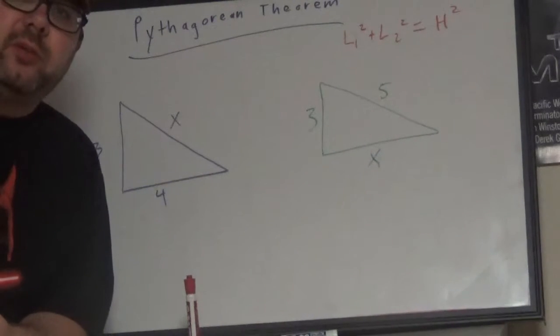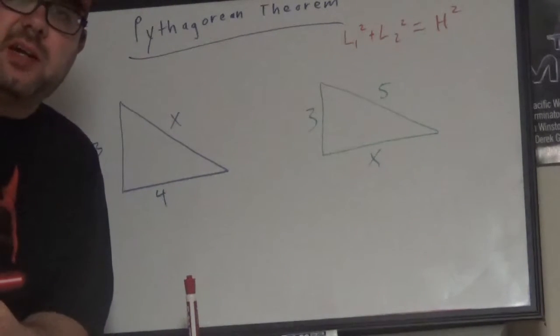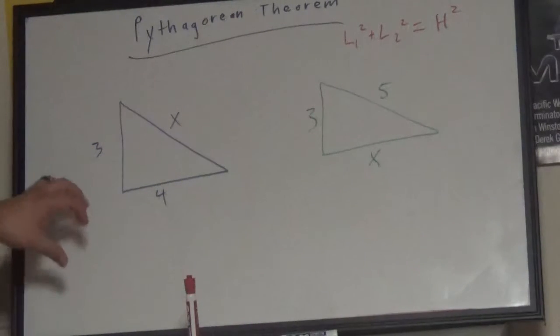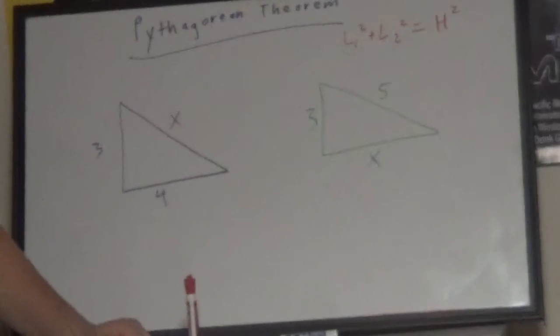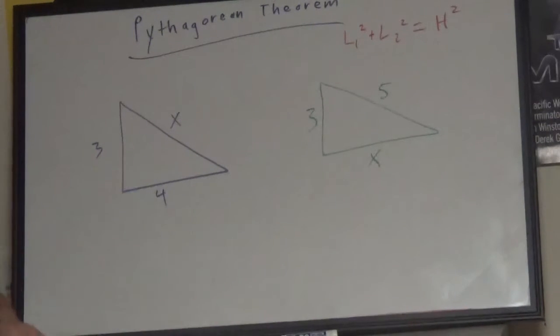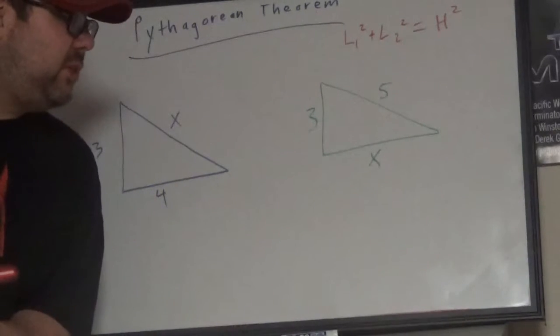The Pythagorean Theorem is a formula to find a missing side of a right triangle. So, I've got these two examples. Before I go through them, I just want to mention what the formula is. It's often written as a squared plus b squared equals c squared. I've written it as leg 1 squared plus leg 2 squared equals hypotenuse squared. And I'll show you why I like to put it that way in a minute. It's mostly because of the hypotenuse.